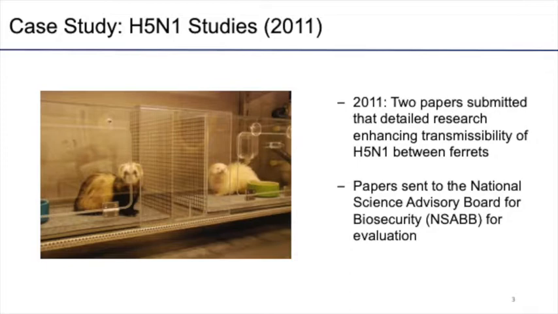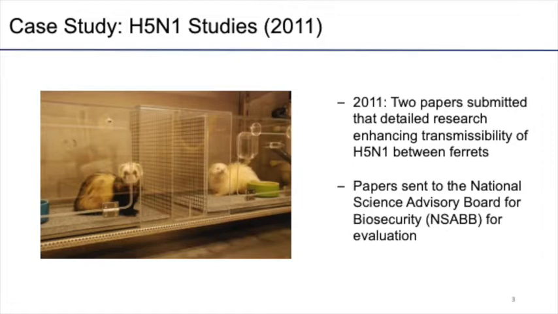This was a big deal at the time because ferrets turn out to be a really good model for transmissibility of viruses among humans. At the time, there was the National Science Advisory Board for Biosecurity, or NSABB, which is a federal advisory board that could receive papers, evaluate them for their risk, and make recommendations as to whether they should be published or not. So these papers were sent to NSABB for evaluation, and I'm going to finish off the story later in the talk.